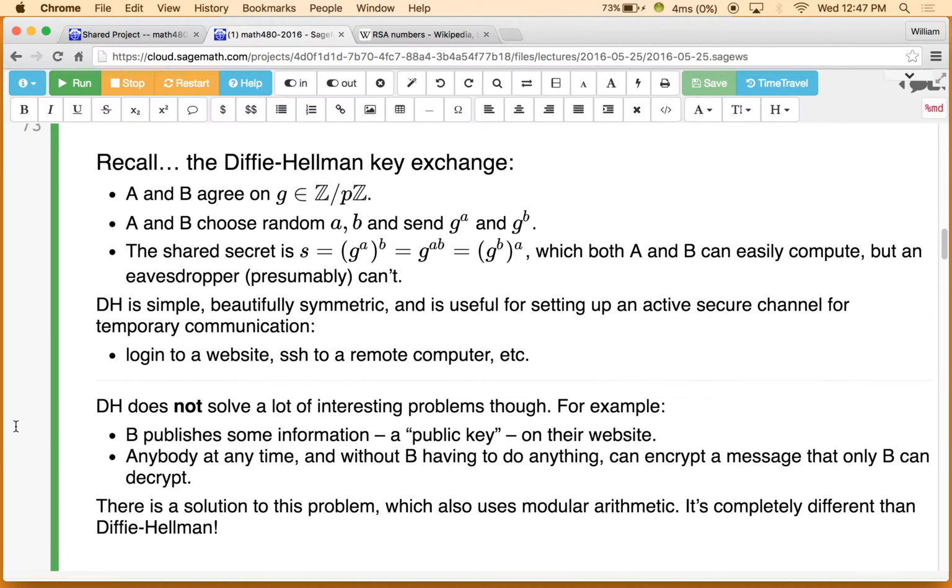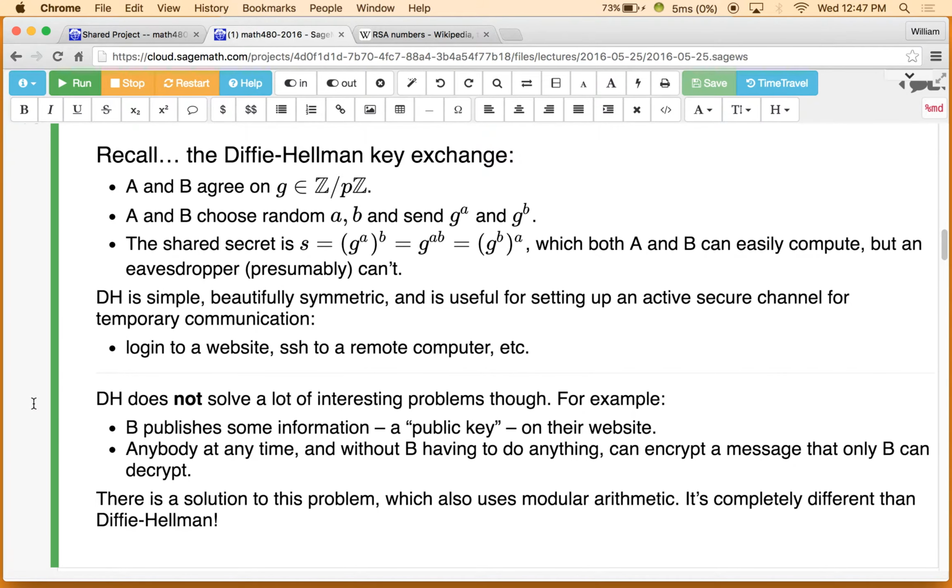Okay, so here are some interesting problems that Diffie-Hellman fundamentally just doesn't solve. Here's one problem, to be concrete, and there are many others built on this one. How about if we want something where B, one of the parties, publishes some information, like a public key, some data on their website, say, and makes it so that anyone can send them an encrypted message. The person just goes to their website, gets the key, and then uses it to send that person an encrypted message. You can't solve that with Diffie-Hellman.